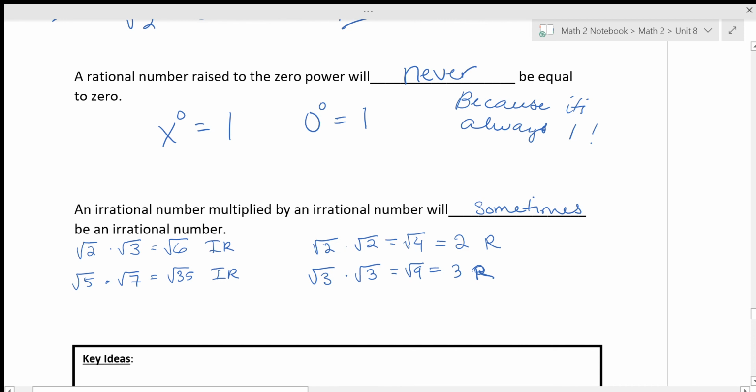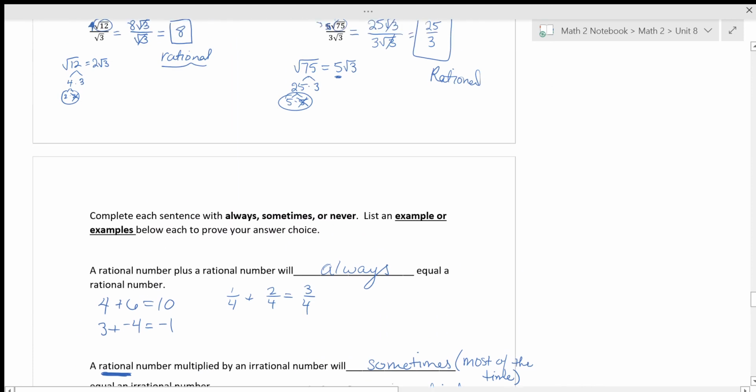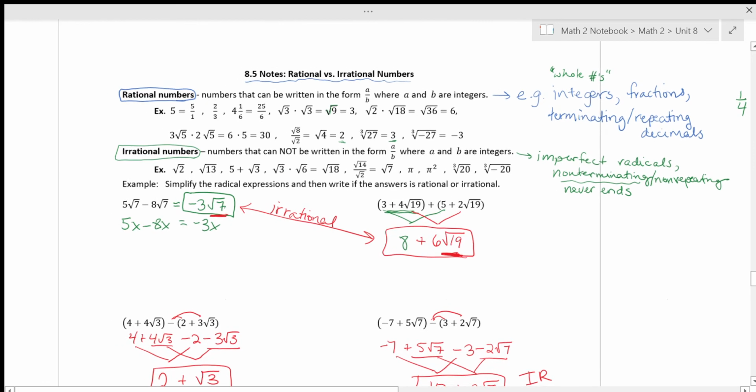Okay? So jot down some notes, ask some questions, and then we'll be able to do our 8-5 or finish the 8-5 worksheet and do the 8-6.